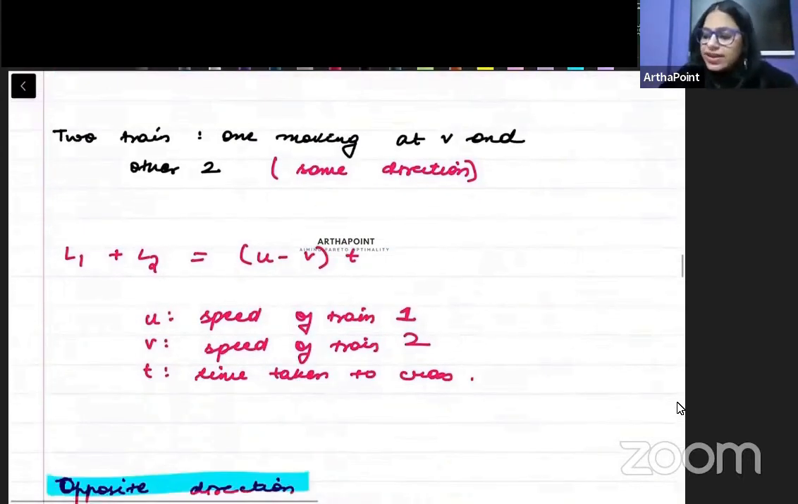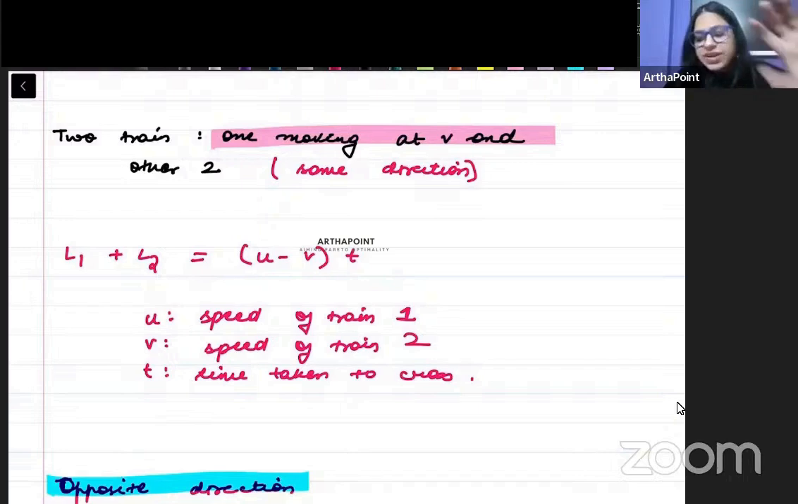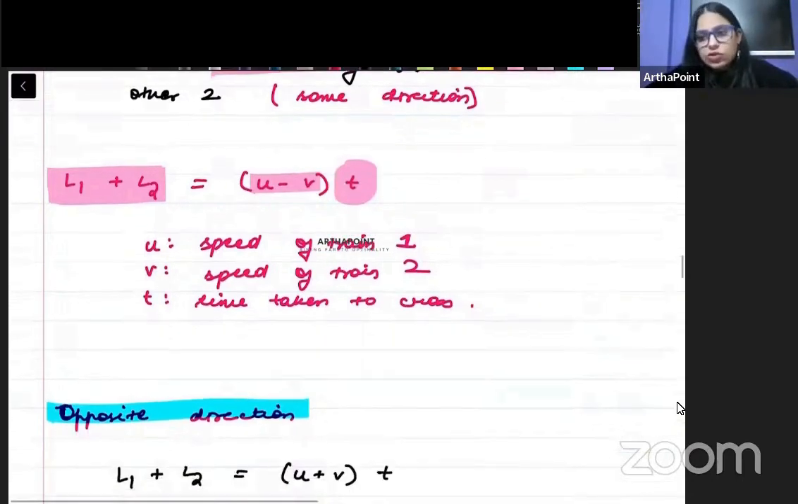Now, another question that can be asked in the exam is, there are two moving trains. One is moving at speed u, the other is moving at speed v. Find the total length of the trains. So the total length of the trains together can be written as (u minus v) into t. So u is the speed of one train, the bigger speed. V is the speed of the other train, the train which is going at a slower speed. U minus V is the net speed, into T, that is going to be the length of the two trains together.